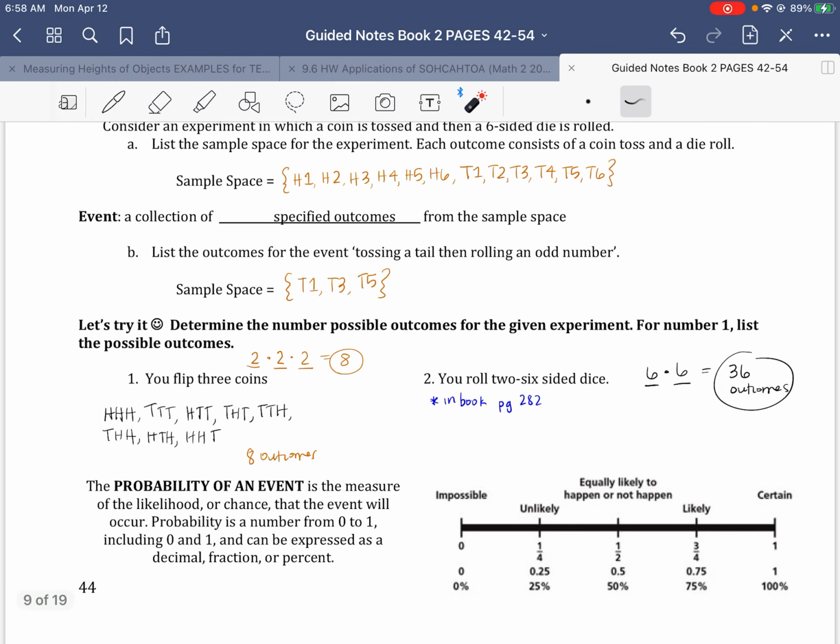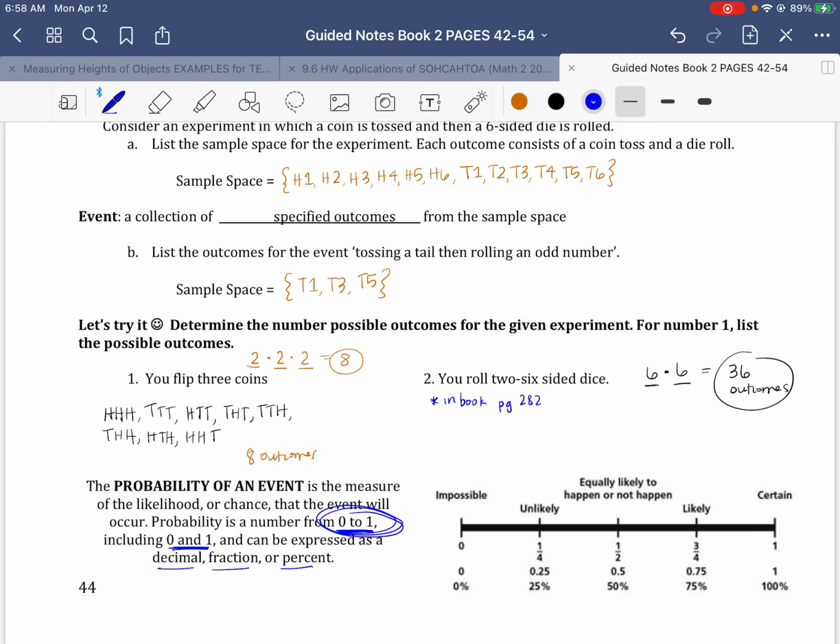So that brings us to this bottom definition. What is the probability of an event? Well, it's the measure or the likelihood, right, or chance that an event will occur. Okay, so this is really important that we remember this part right here as we're calculating probabilities. Probability is a number from 0 to 1. Okay, or you can think about it as 0 to 100% if we're thinking chance. It can include 0 and 1, and it can be expressed as a decimal, fraction, or percent.